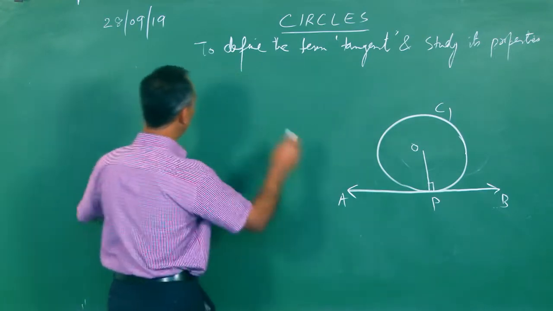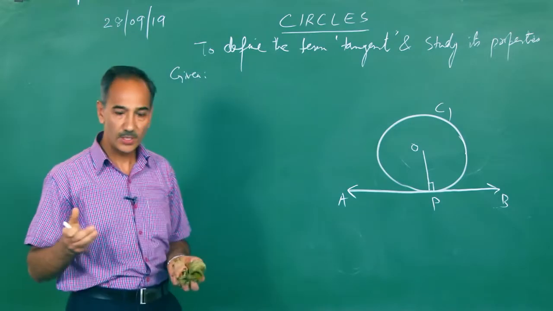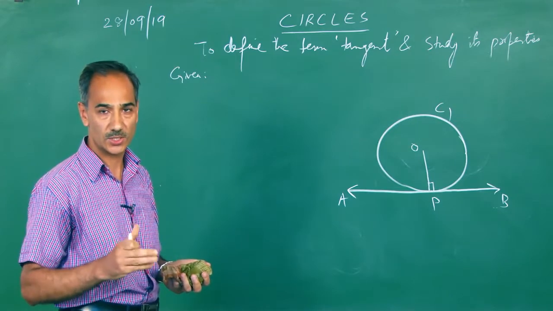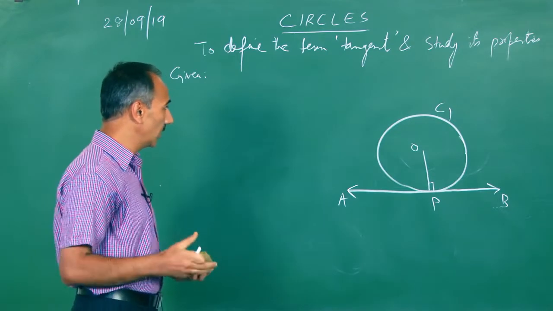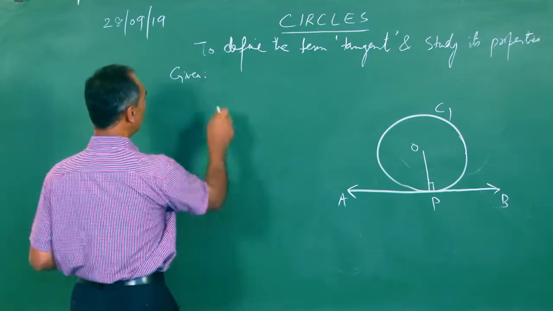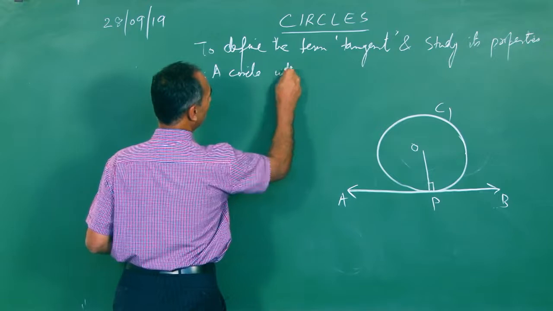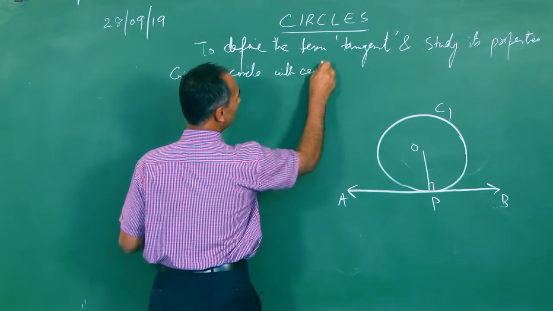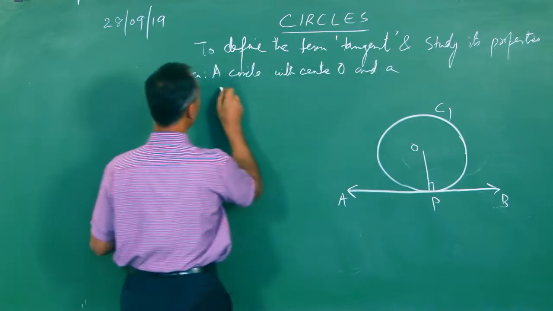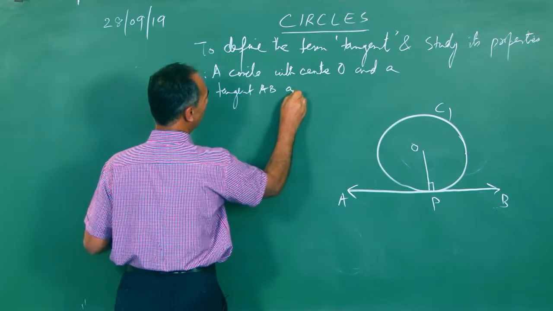Okay, so what's given? You are supposed to write, usually you get a 3 mark sum as far as circles are concerned. You are supposed to write given, to prove, construction and all details so that you don't leave any room for the examiner to deduct marks. So given is a circle with center O and a tangent. What is that tangent? That is AB at point P.